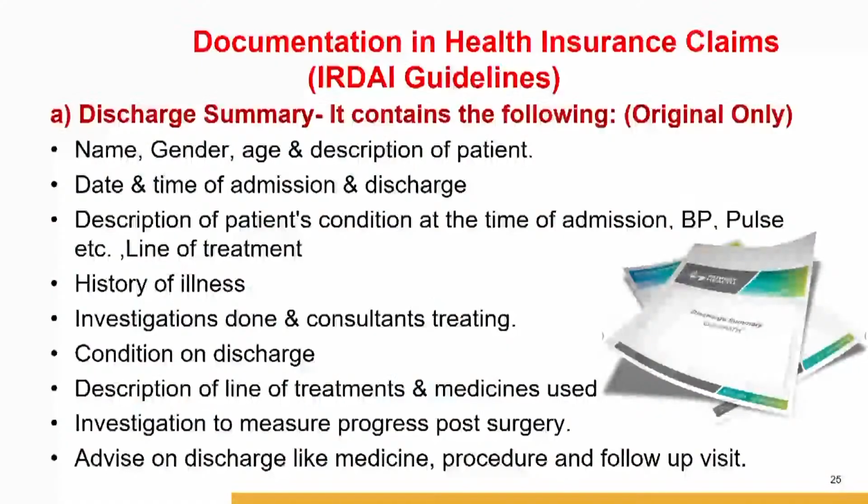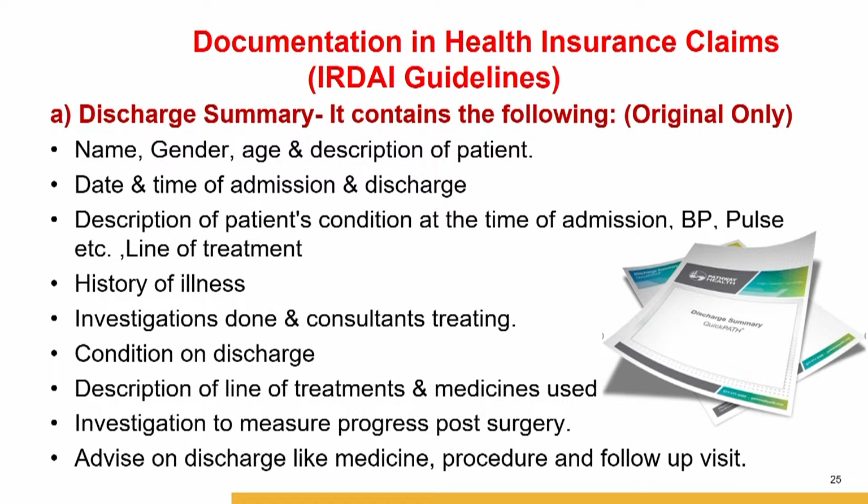So for documentation in a health insurance claim, there is an IRDA guideline that the discharge summary needs to be submitted, and that should be original. So what's there in the discharge summary? Your name, your gender, age, description of patient, date and time of the admission and discharge is also mentioned in your discharge summary. Description of the patient when they came for admission, what kind of proposed line of treatment, was it surgical, was it medical management, what is the blood pressure, pulse, etc.